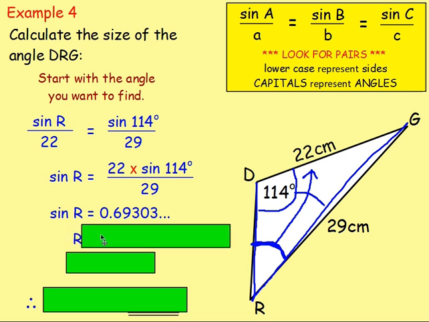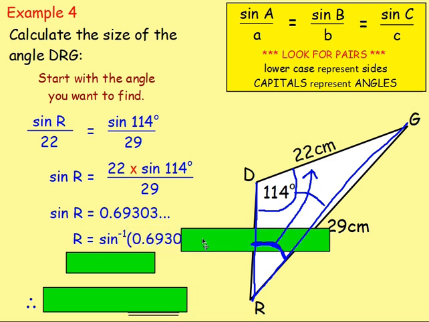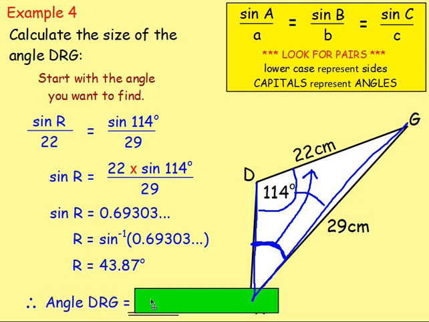But you are wanting to work out R, Jim lad. And you'd have to do sine to the minus 1 to get that. Good, you'd have to cancel out sine. So, sine to the minus 1 of 0.69303 gives you 43.87 degrees. That's perfectly right. Good. And because we're asked to work out the size of angle DRG, I'm just finishing it off saying that angle DRG would equal the 43.87 degrees.